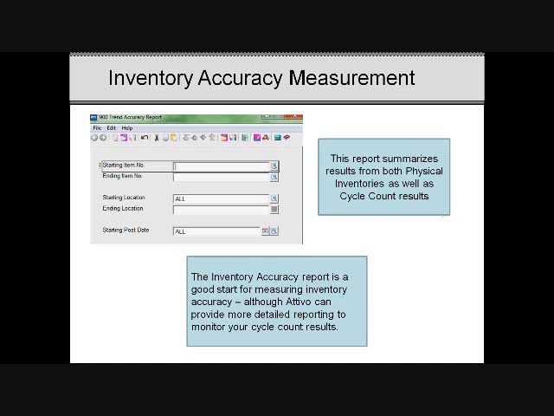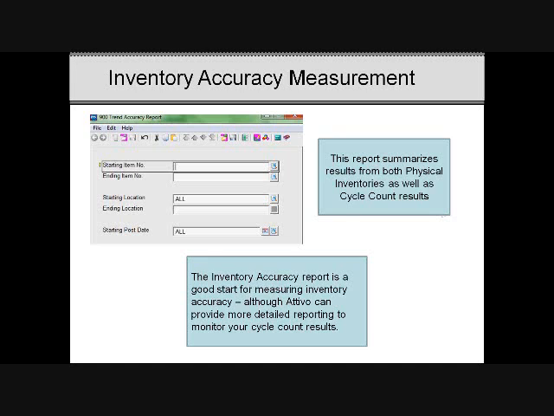Inventory accuracy measurement is the report card for how well your cycle count or even your physical count process is going. This is the input screen for the built-in report within the system to give you inventory accuracy. So you can look at a specific item, range of items, or based on a specific starting posting date, so you don't have to go all the way back in time. This is a good start for reporting accuracy.